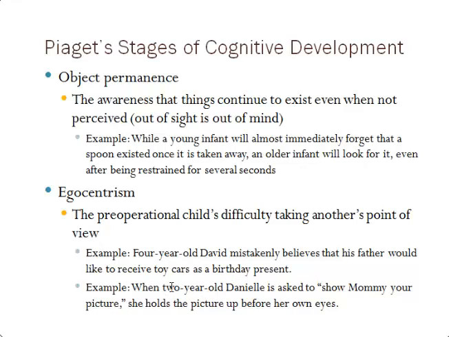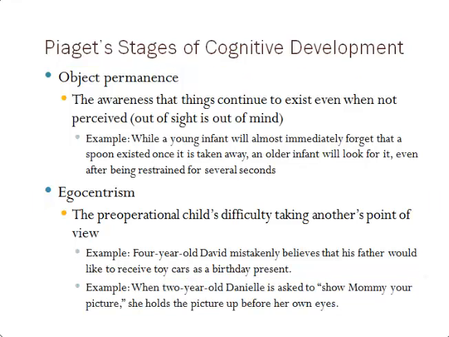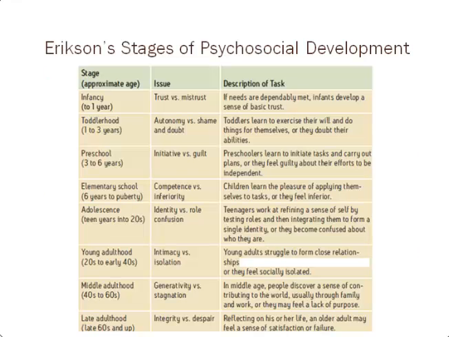Another example, when 2-year-old Danielle is asked to show Mommy her picture, she holds up the picture right before her own eyes. If she could see something, well, then obviously the parent can see it as well. I distinctly remember being a little kid and closing my eyes and assuming that nobody else could see me. I remember one time, just a little anecdote, when I was probably 3 or 4 years old, lying there, and my grandmother was there, and I covered my own eyes and said, "Ha, you can't see me." Because I honestly figured, and I remember my grandmother trying to explain to me that just because I can't see her doesn't mean that she can't see me, but I don't think I really fully understood the concept until I was maybe a little bit older. Children at that age at least assume that whatever's happening through their eyes is happening through everybody else's eyes as well.